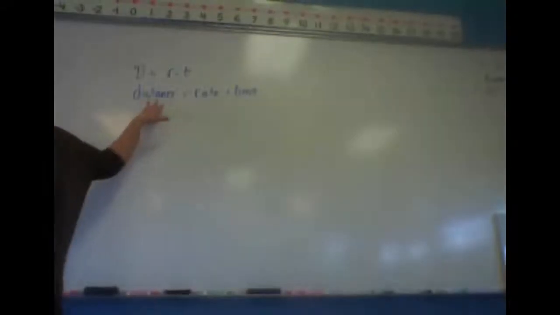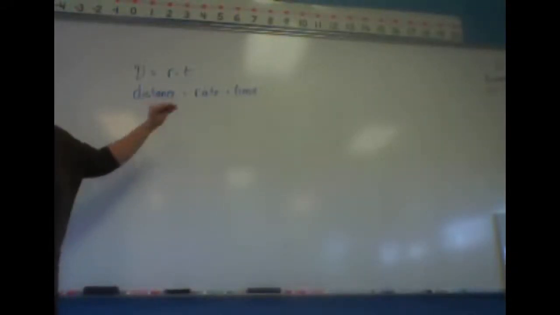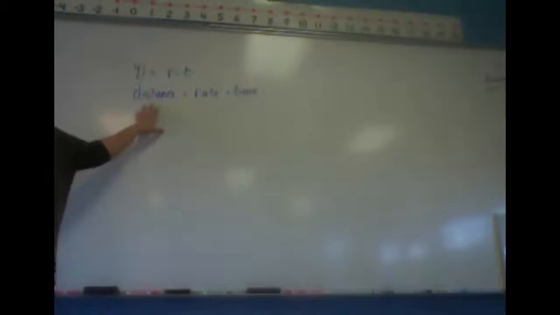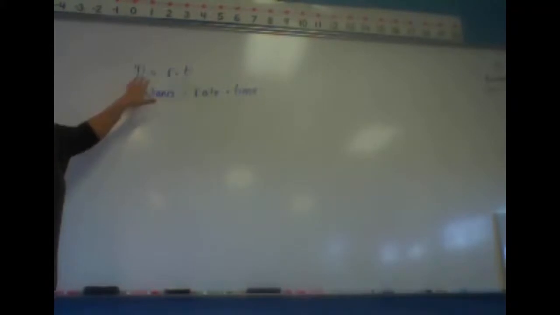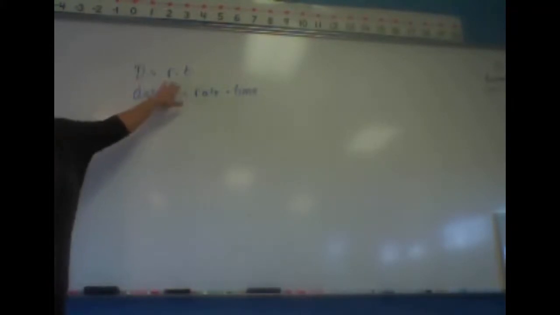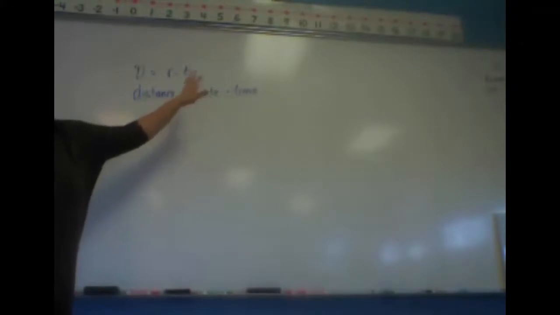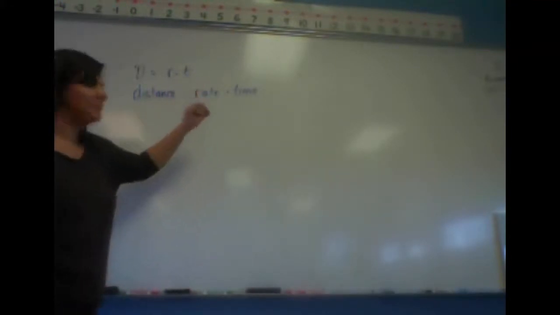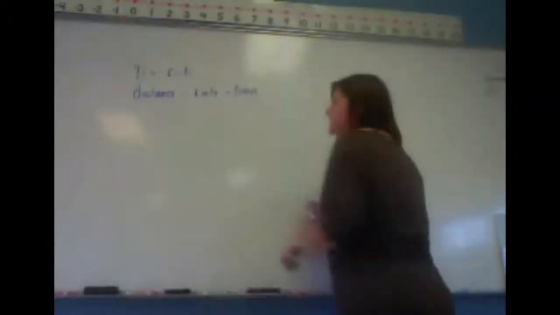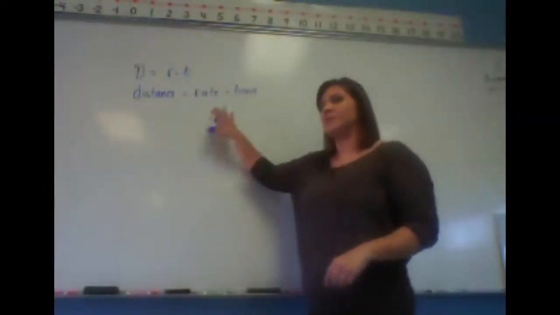First thing we're going to do is talk about distance, rate, and time. This is the equation that you're going to use to relate these three things. Your distance is equal to the rate, which is the same thing as a speed, times the amount of time that you spend going at that rate. Okay? So distance equals rate times time. You're going to need to know this for the quiz.